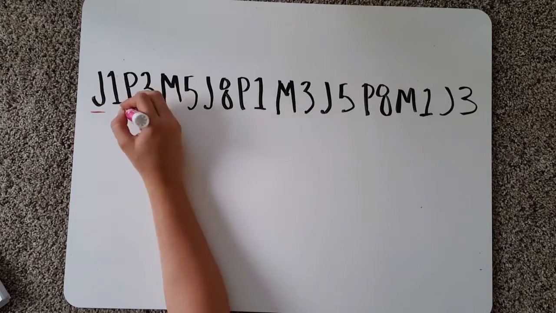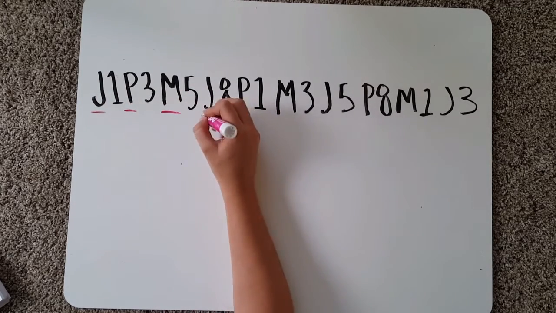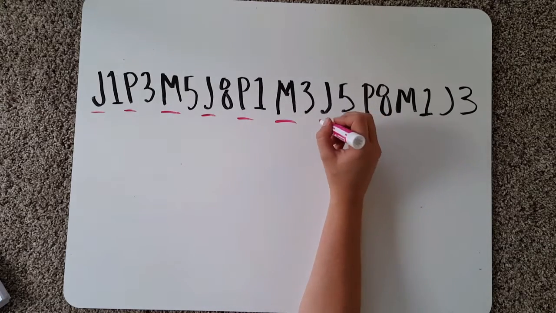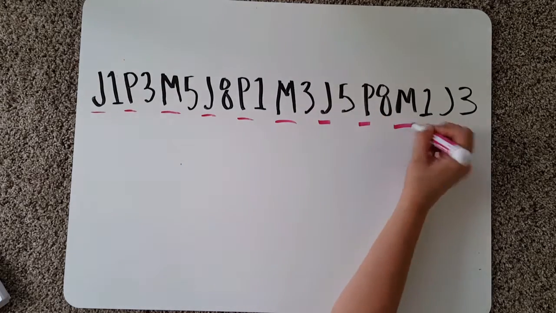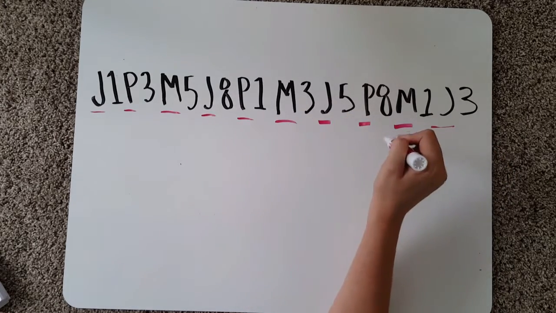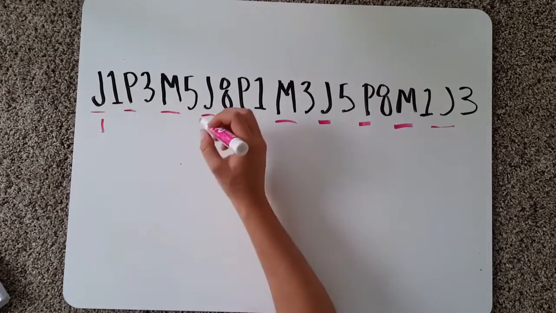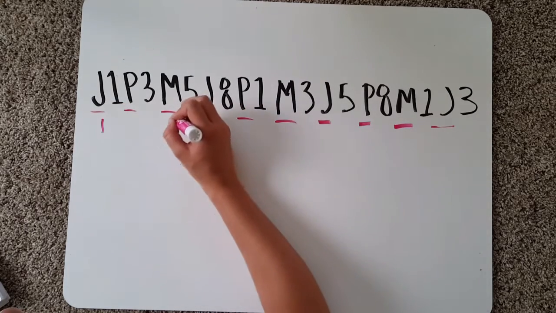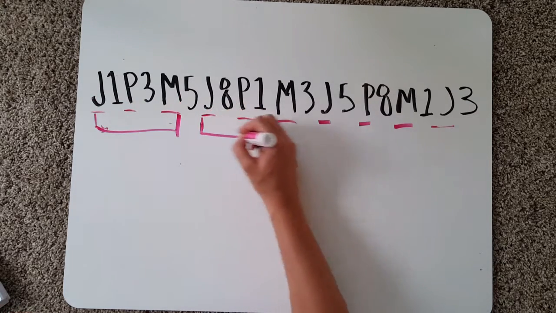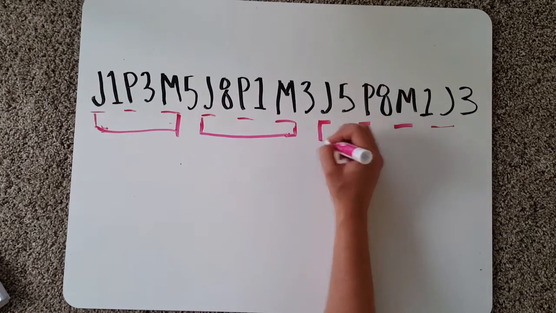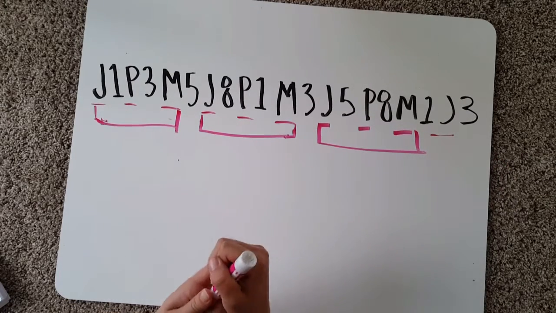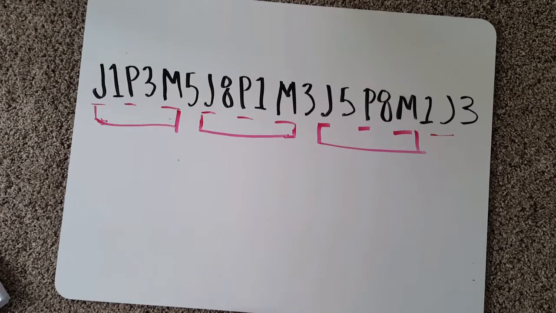So we've got J, P, M, J, P, M. Starting to notice a pattern, J, P, M, J. So just by looking at those alone, you can see that you're repeating 3 of these, J, P, M. So that's a pretty clear pattern.